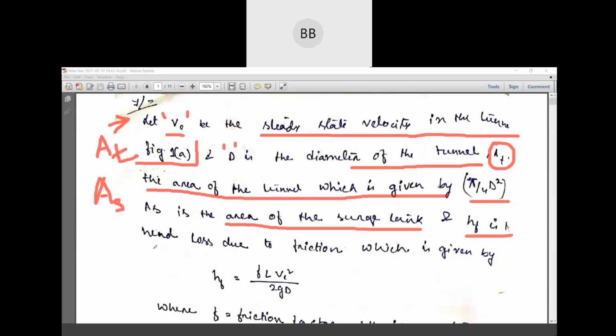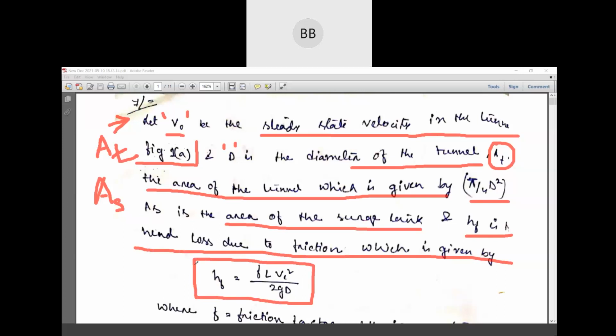And HF is the head loss due to friction, which is given by, I think this equation is very much familiar to you. You can write it down. That is head loss due to friction: f L V square by 2 g D.